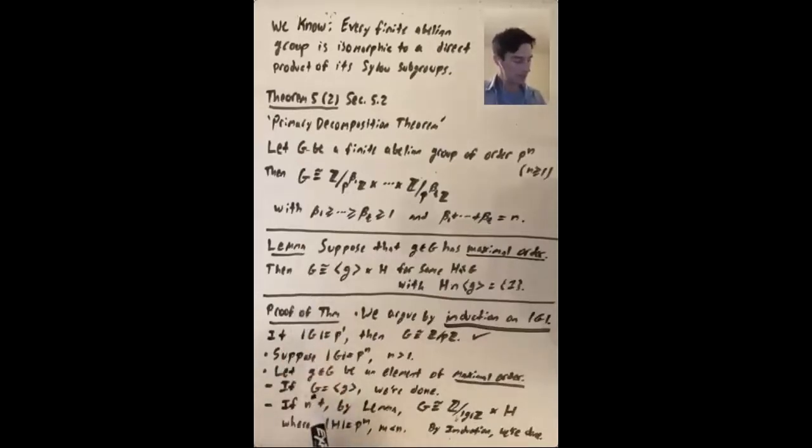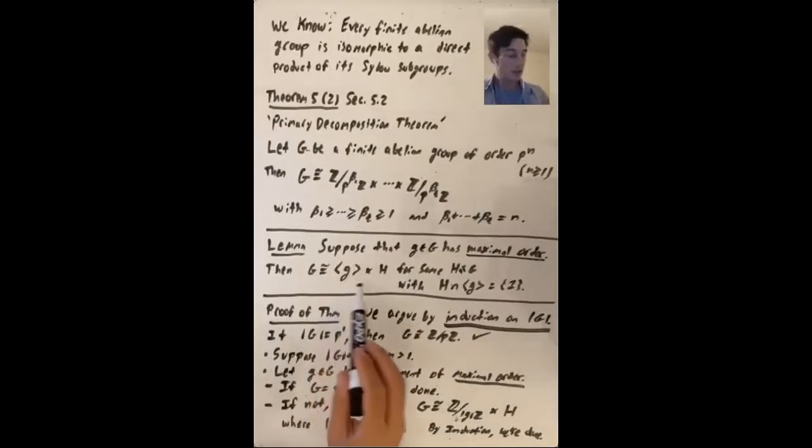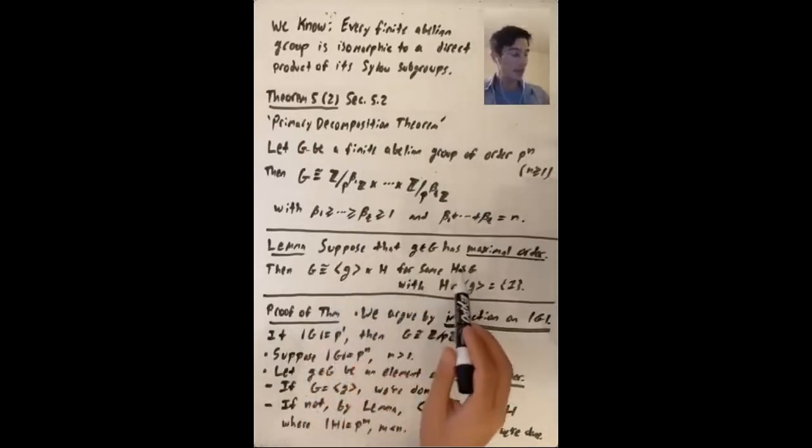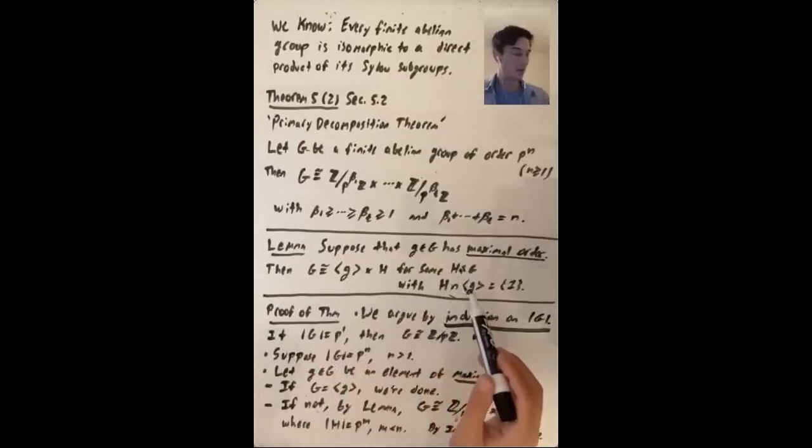This group G is not cyclic, so G is not equal to the cyclic subgroup generated by g. So by the lemma, what does that mean? That G is isomorphic to the cyclic subgroup generated by g cross H for some subgroup H of G, where the intersection of H and this cyclic subgroup generated by little g is trivial. So in this case, G is isomorphic to Z mod order of g Z, cross H.